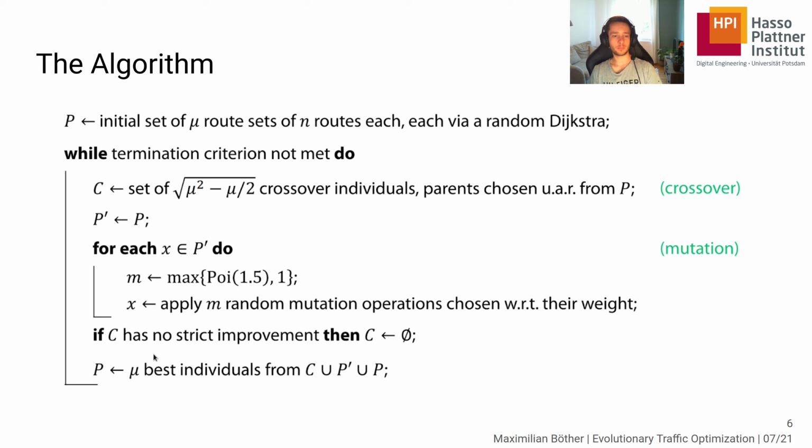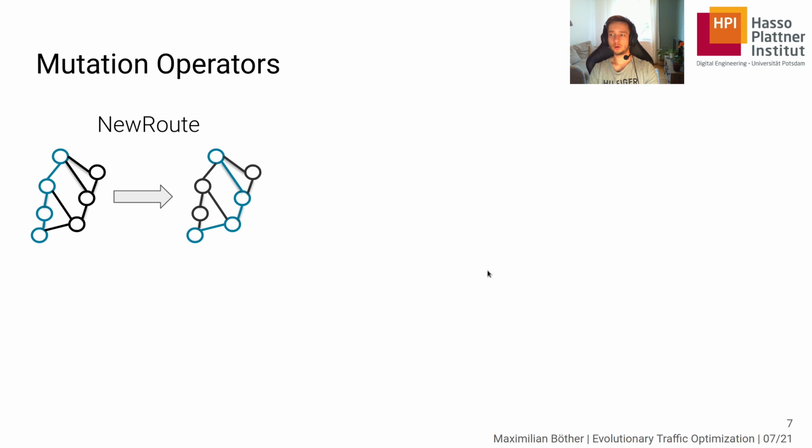And then we do a selection. So we take all the best individuals from our crossover individuals, our parent generation, and our mutated generation. So a pretty straightforward evolutionary algorithmic structure. What do our mutation operators look like? Well, first of all, for global changes, we use the new route operator.